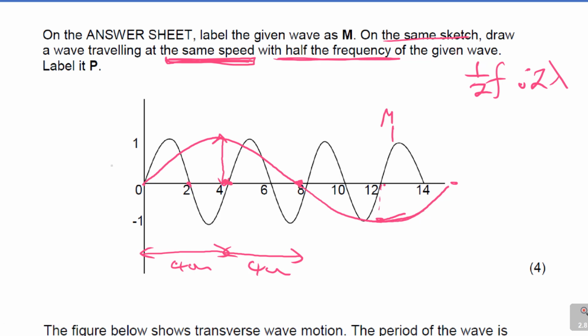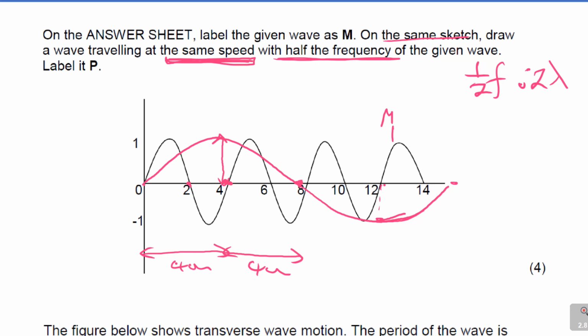Are you getting that? So in a way, what happens? Remember, the frequency is half. When you halve the frequency, the wavelength will increase. Are you with me? So in other words, decrease frequency, increase wavelength. Increase frequency, you decrease the wavelength. Are you with me? So this was the answer there.